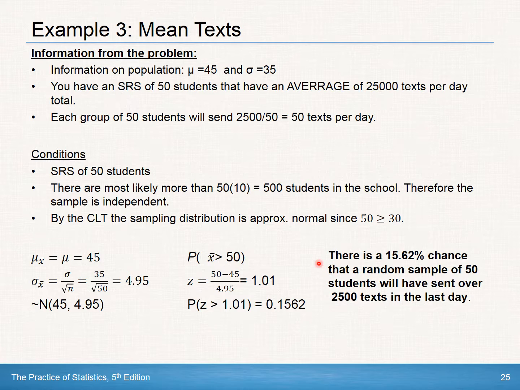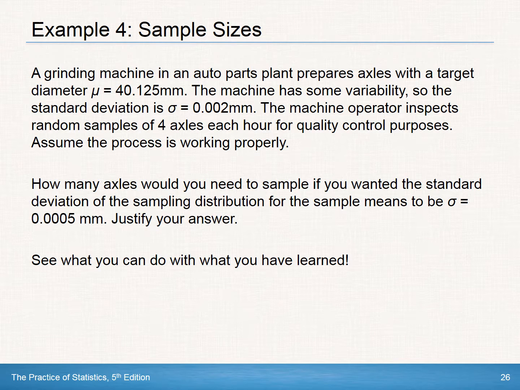So there's a 15.62% chance that a random sample of 50 students will have sent over 2,500 texts in the last day. Okay, so make sure you include that concluding sentence. Okay, go ahead and try this one.